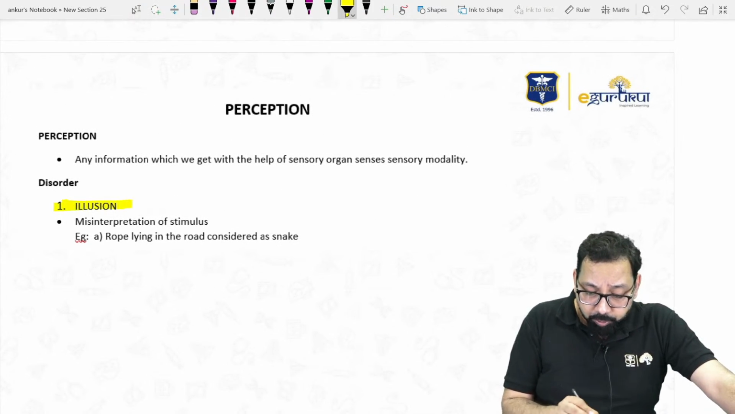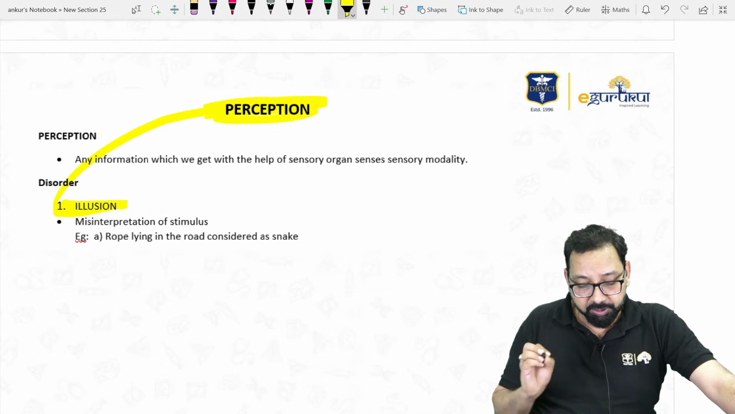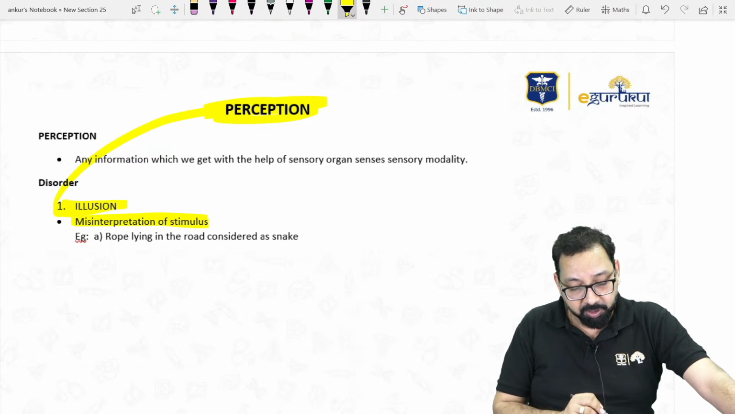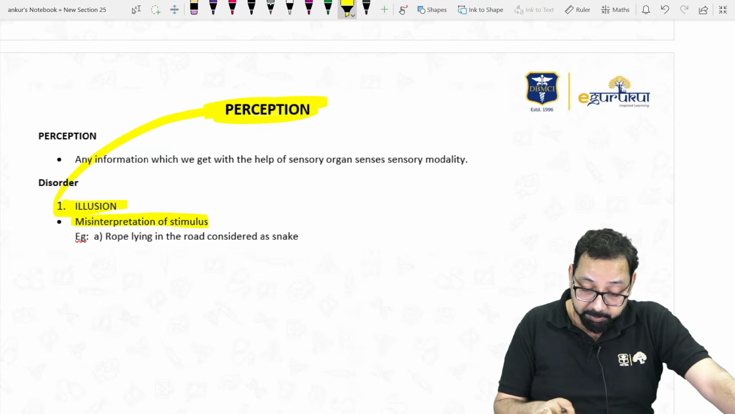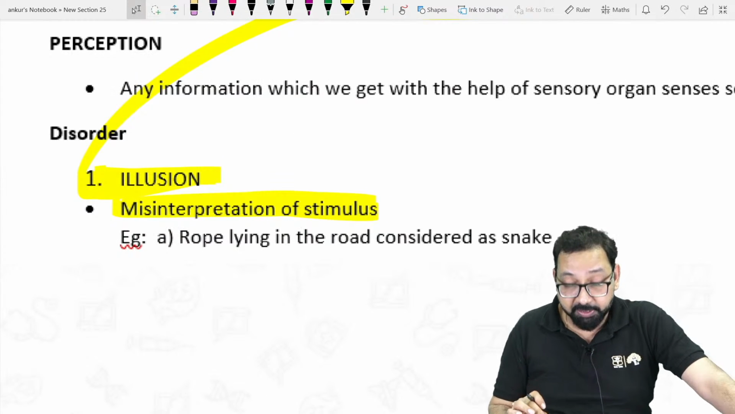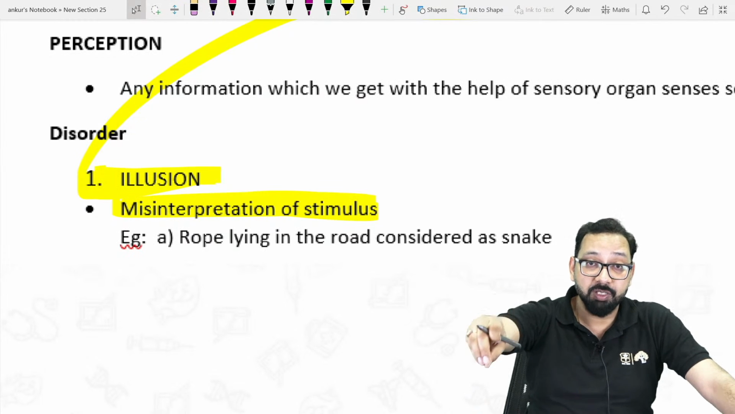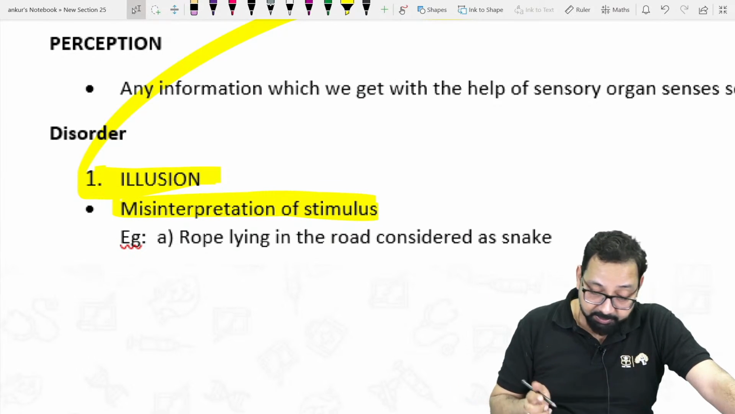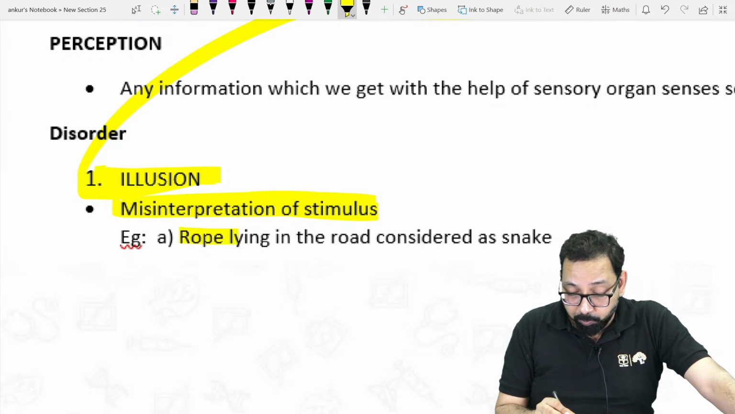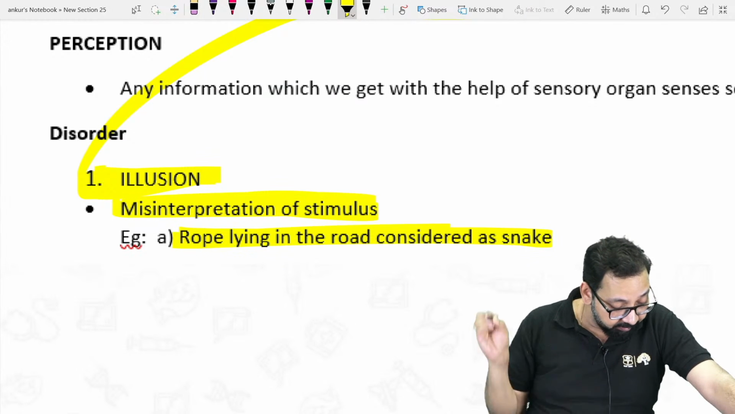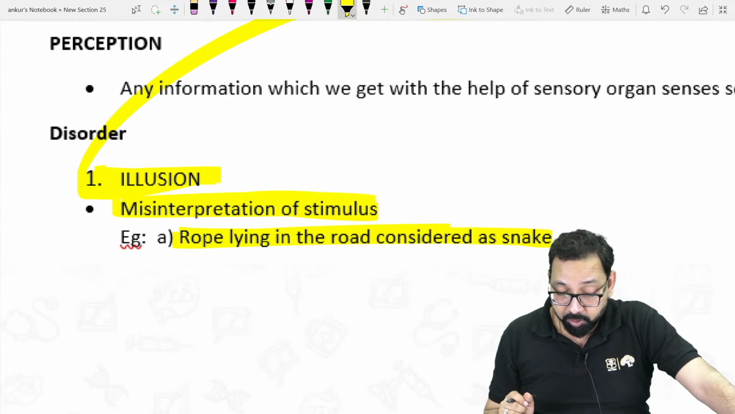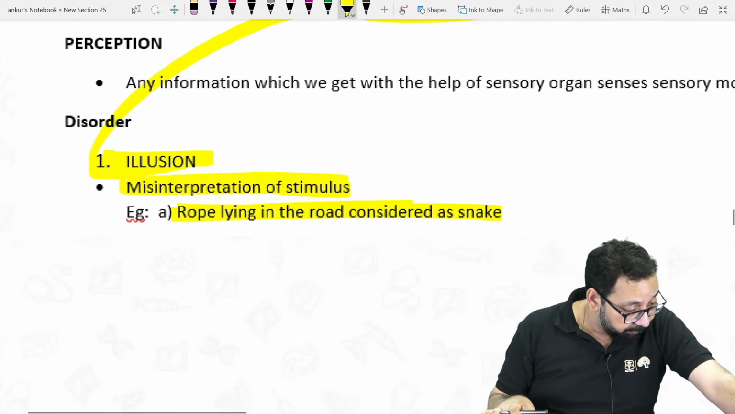Illusion. Illusion is a disorder of perception. A simple question is asked: misinterpretation of stimuli. Suppose you are going through a dark street, you see a rope and you consider this rope as a snake. That is illusion. A rope lying in the road considered as a snake. This is illusion. Okay, is the speed okay?